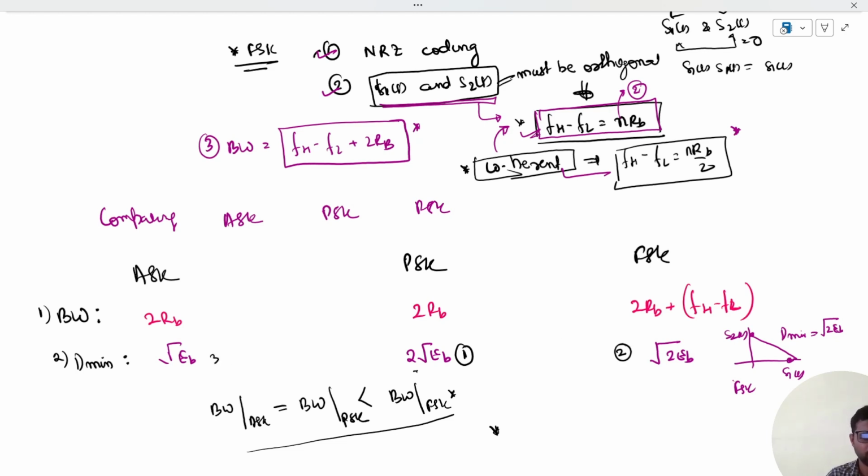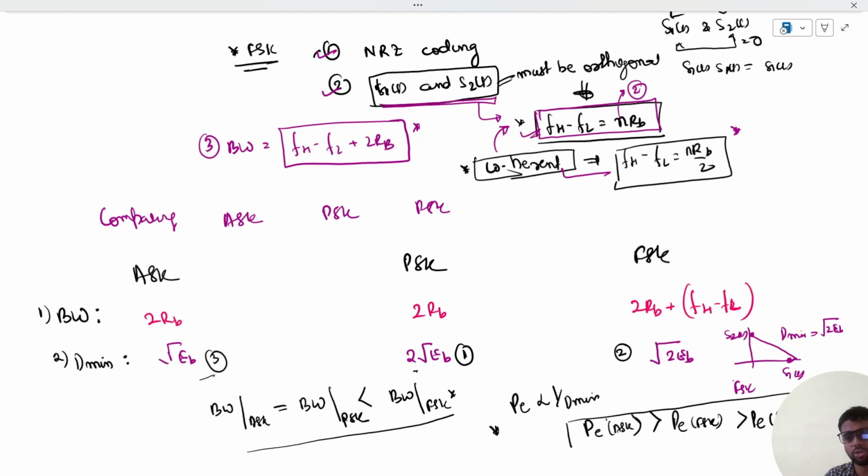ASK. So probability of error is what? It is inversely proportional to d minimum. So probability of error will be more where d minimum is less. So d minimum is less where? In ASK. So probability of error in ASK will be the highest, followed by probability of error in FSK, followed by the probability of error in PSK.